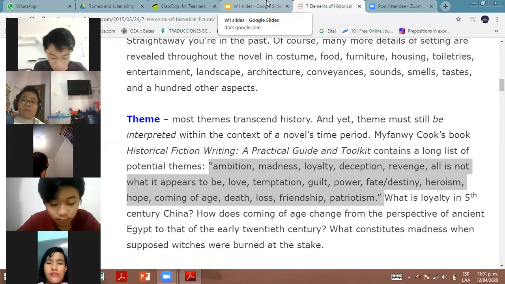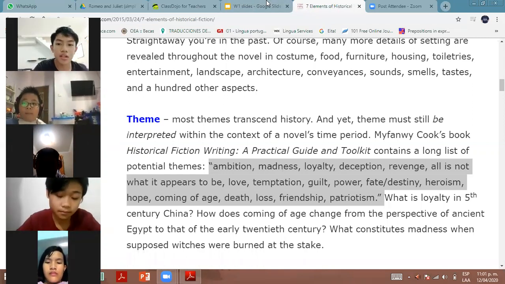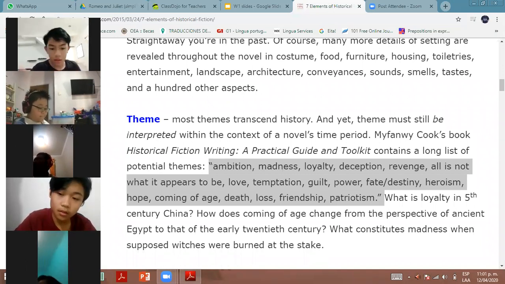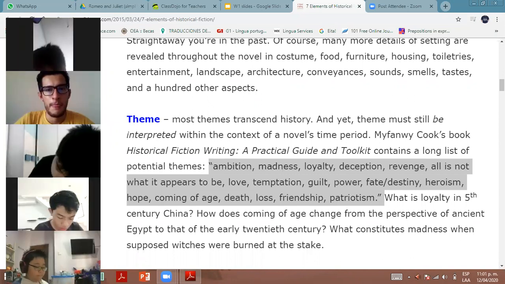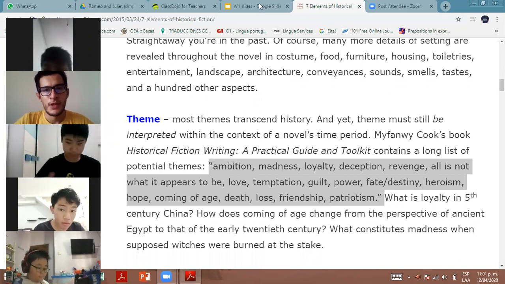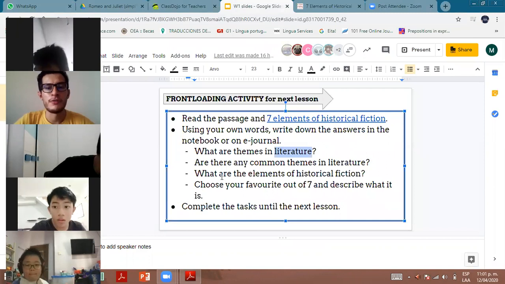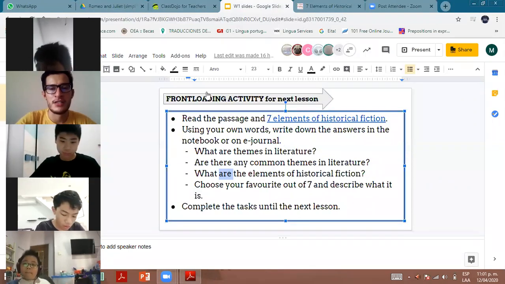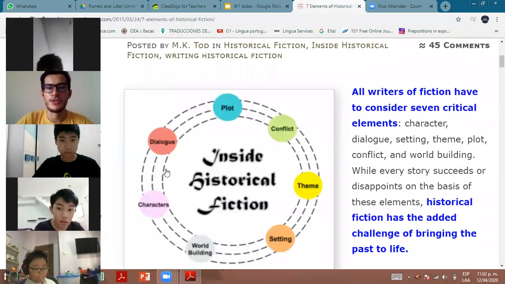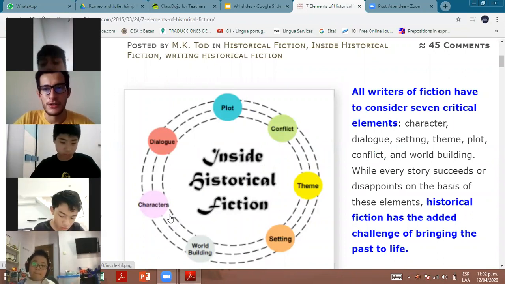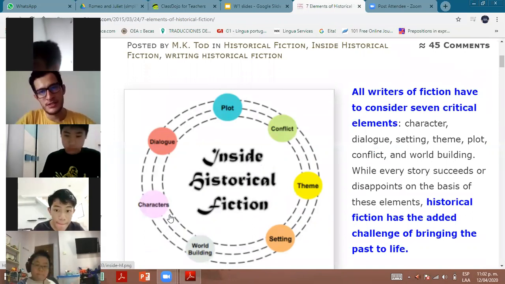What are the elements of historical fiction? We are going to go there in a while. Just wait. Okay, good. Let's continue. So, this question, what are the elements of historical fiction? As I told you at the beginning, those are the elements of historical fiction. You can write these names, or you can also make this circle in your notebook, as you prefer. You can make a list, or you can make a circle.